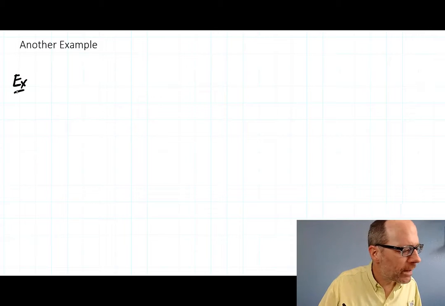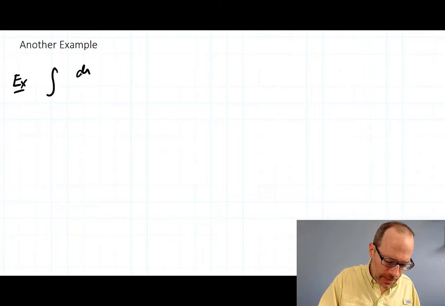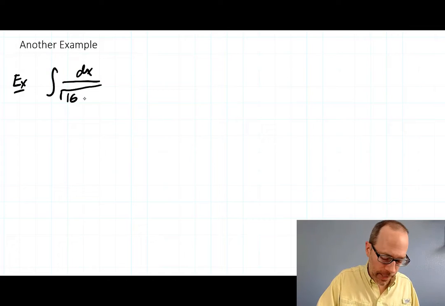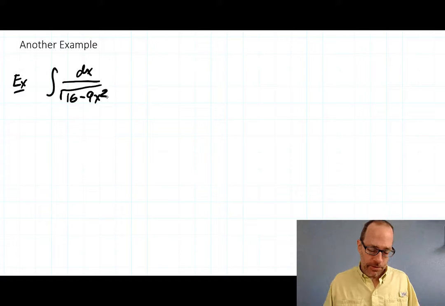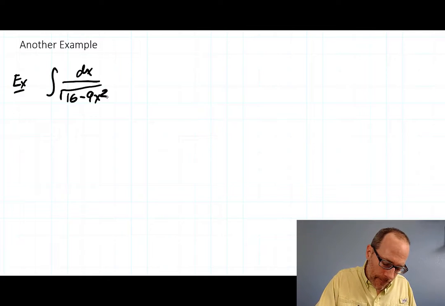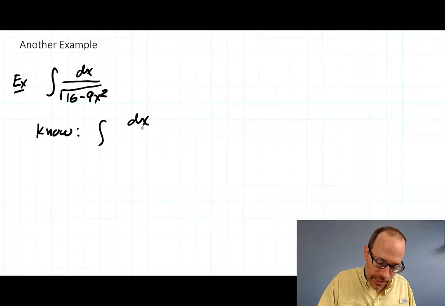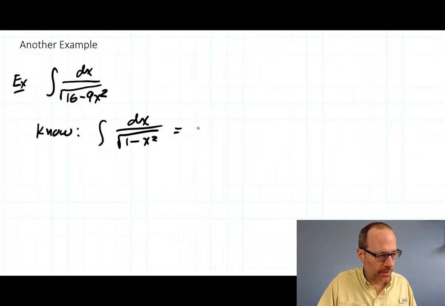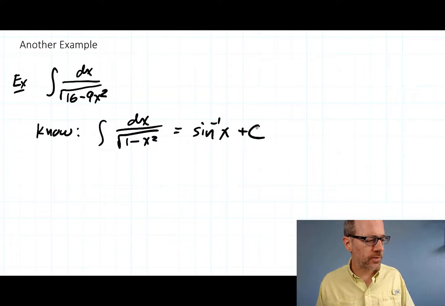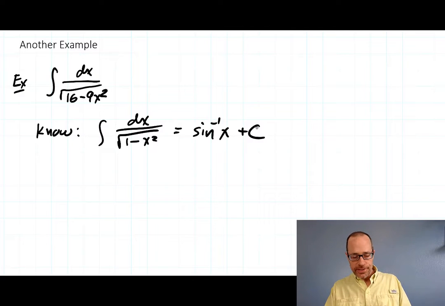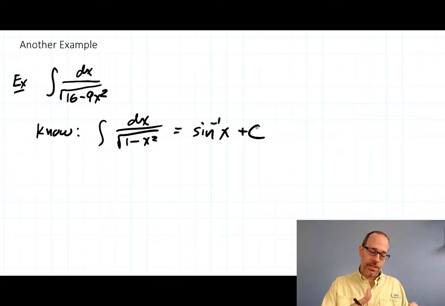Suppose we want to do this integral, the integral of dx all over the square root of 16 minus 9x squared. That's the problem. Now, we know how to do this one: the integral of dx all over the square root of 1 minus x squared, and the answer is inverse sine plus a constant. So we can't use this integral formula because it doesn't exactly match our problem.